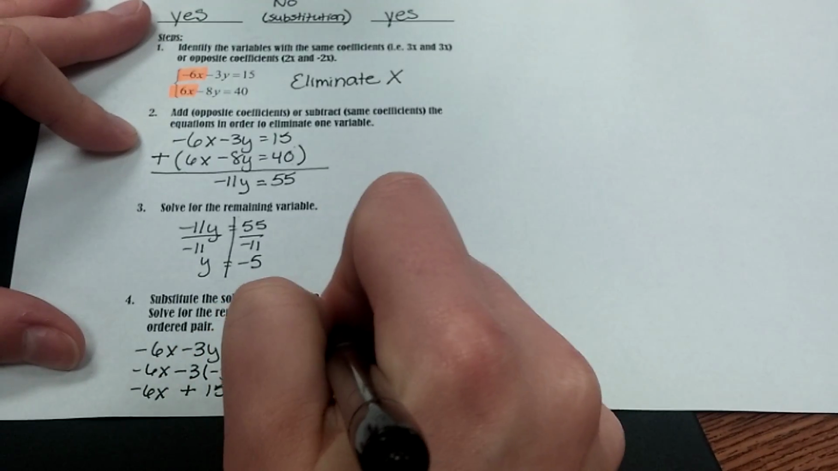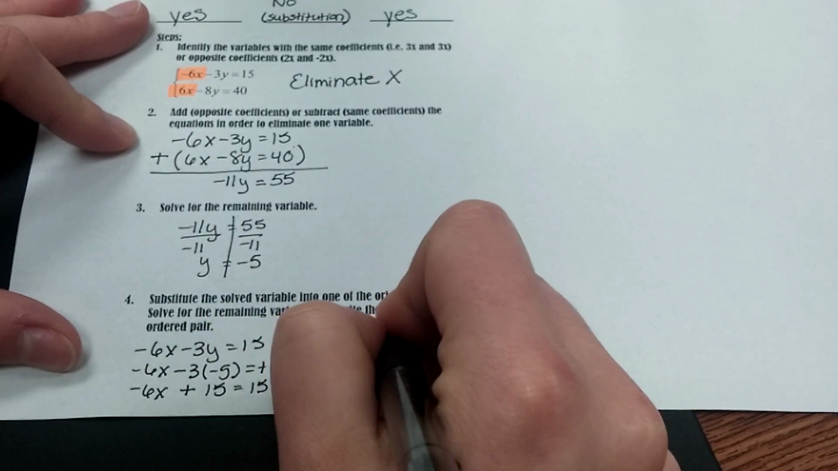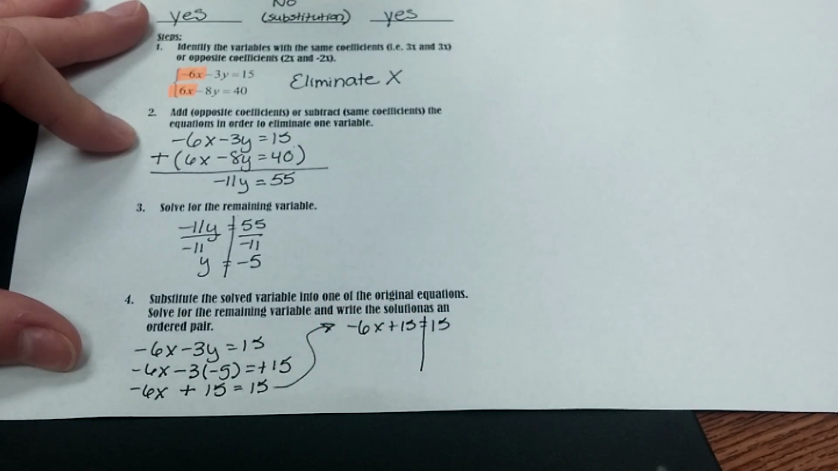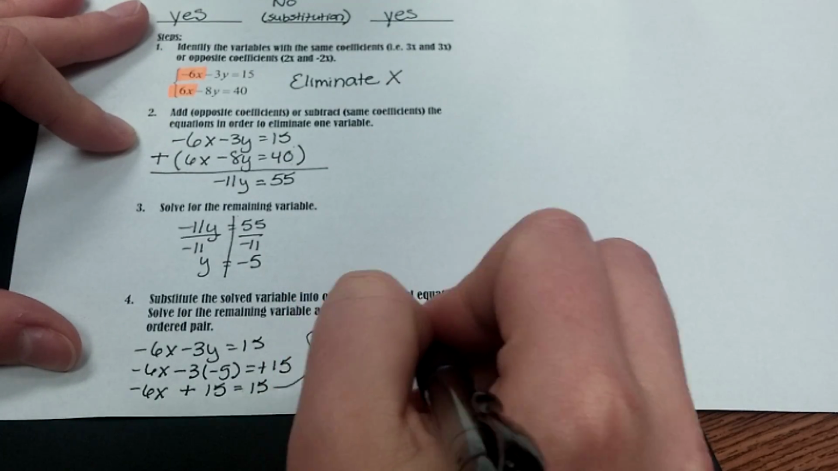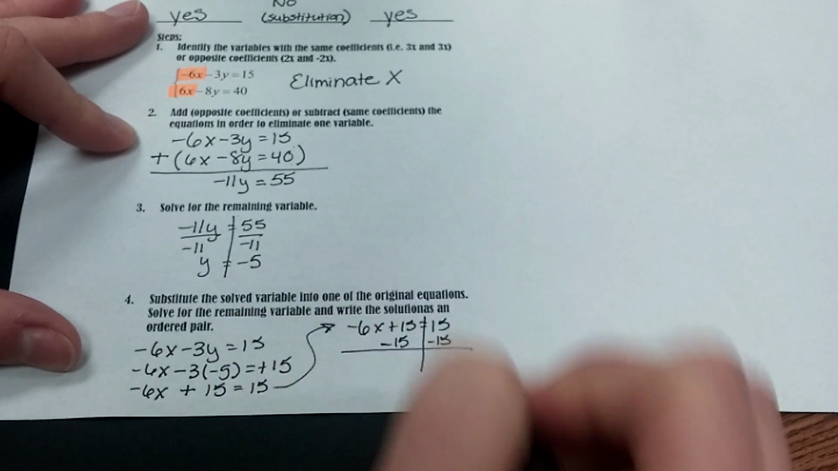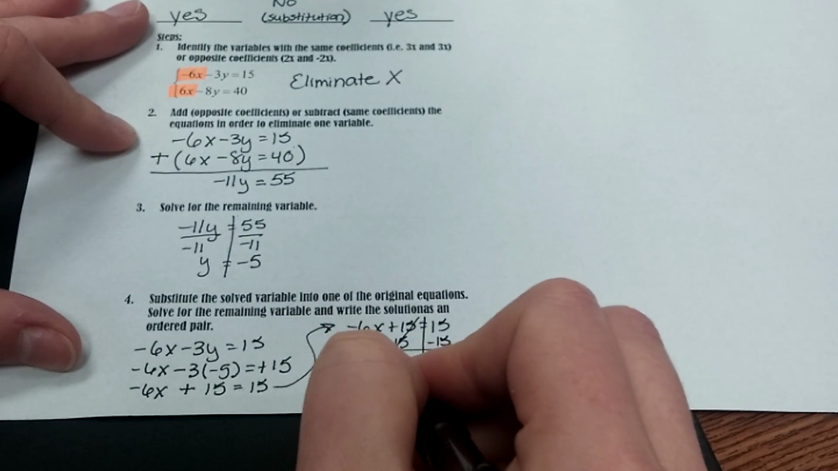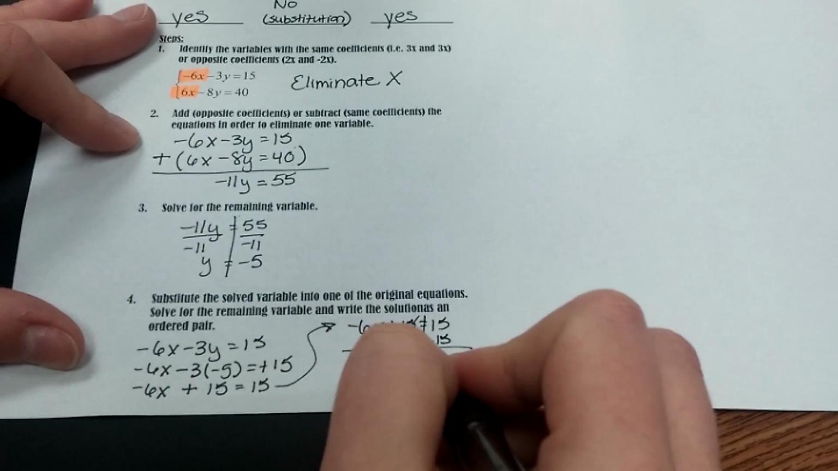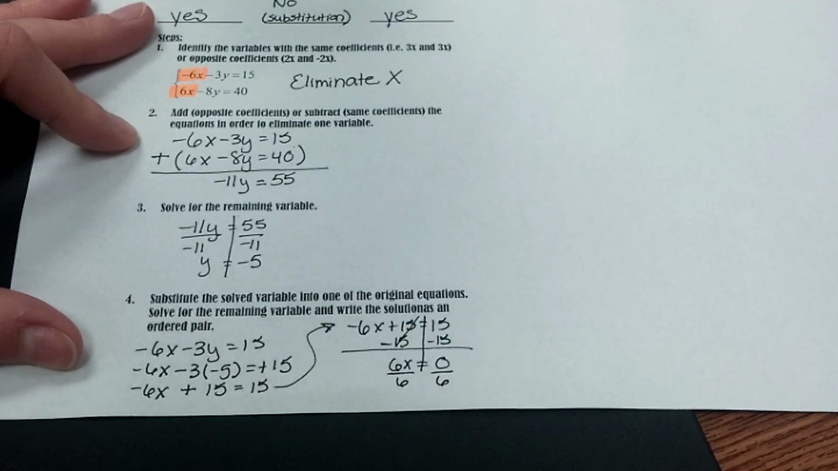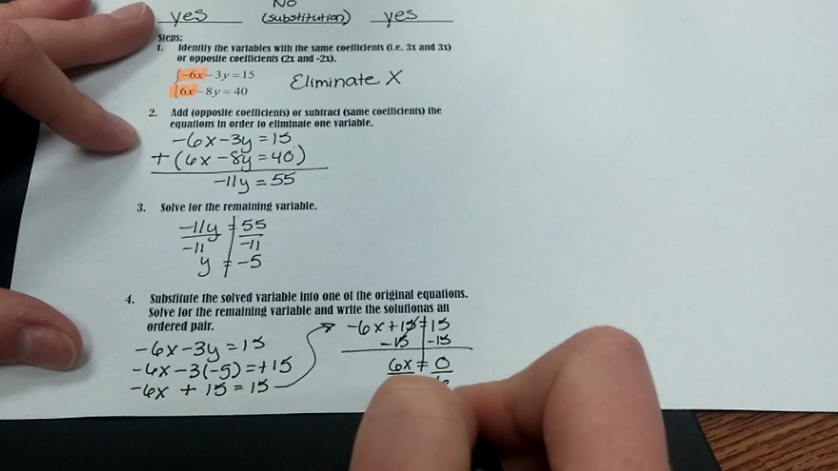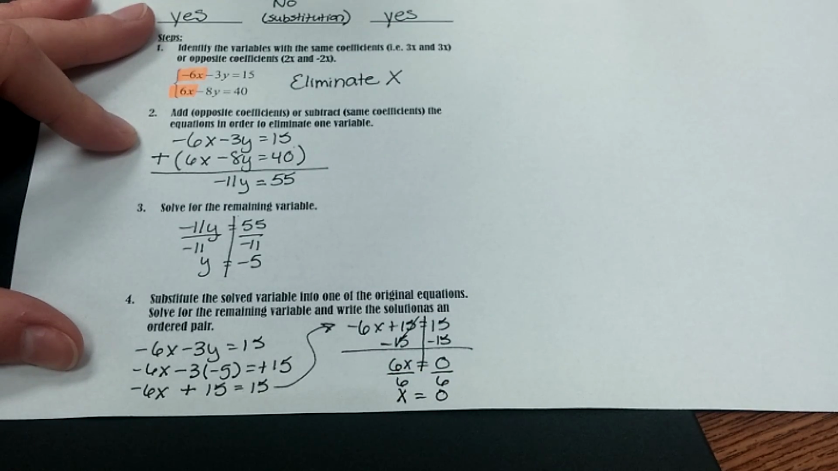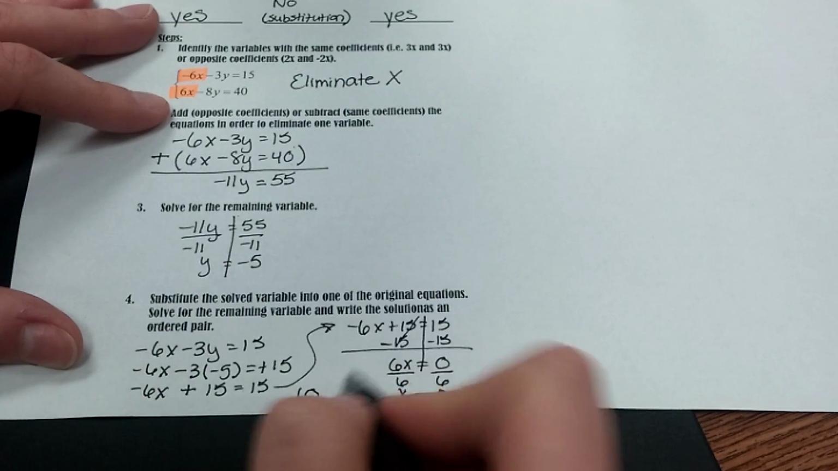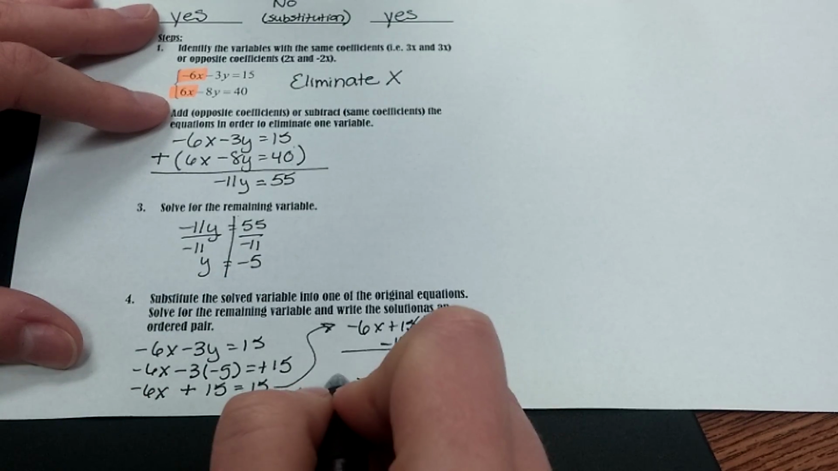And come back up here so I have a little bit more room. -6x plus 15 equals 15. I would have to subtract 15 from both sides, and that leaves me with 6x is equal to 0. Divide both sides by 6, and I get x equals 0. So my final answer should always be in the form of an ordered pair. So in this case, it's going to be (0, -5).